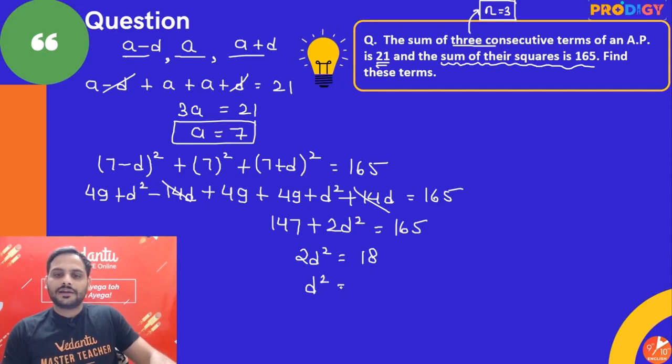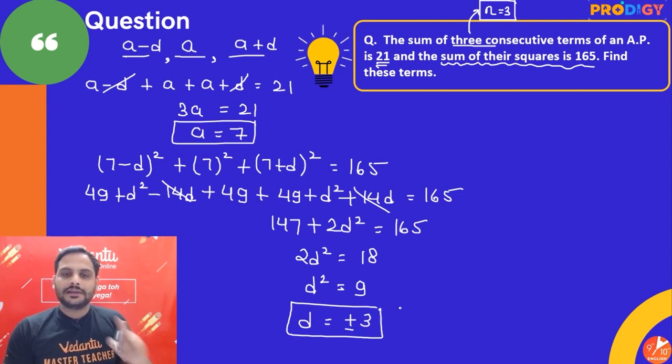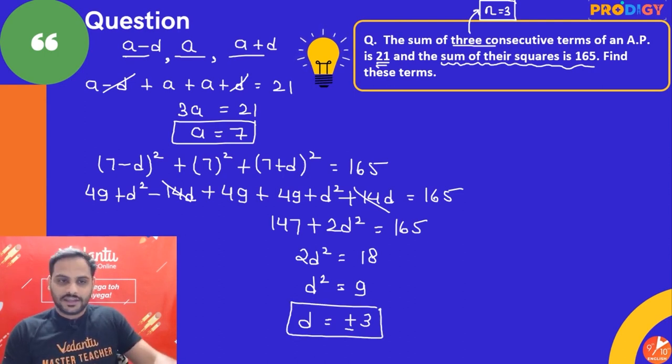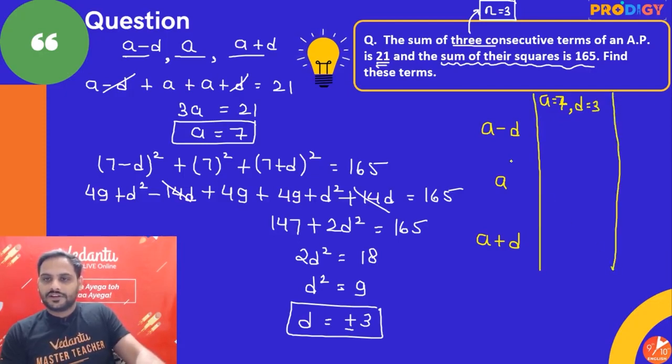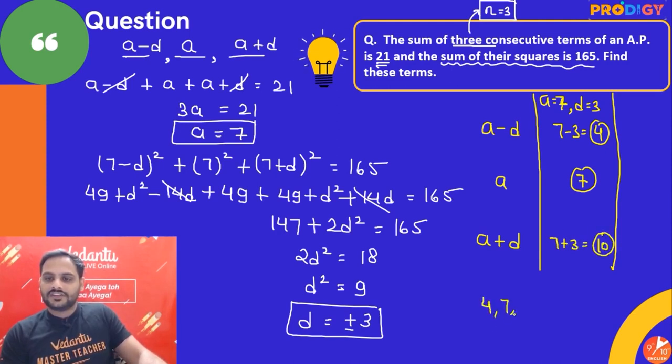So D square will be 9. So I can say D will be plus or minus 3. So now I know A and I know D. Alright. So I'll say, look sir, the terms were A minus D, A and A plus D. Let's take first one, A as 7 and D as 3. So in the first case, 7 minus 3, which means 4. Second term is A, which is 7 only, and 7 plus 3, which is equal to 10. So the terms are 4, 7, 10.